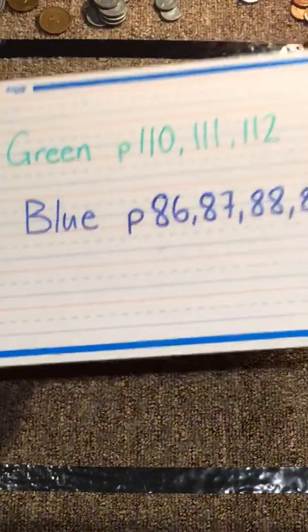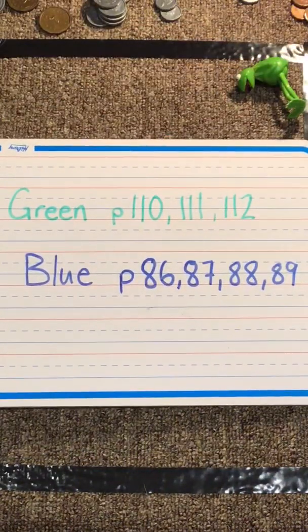Okay, so this lesson's math. If you have a green book, you're going to do page 110, 111, 112. If you have a blue math book, you're going to do page 86, 87, 88, and 89. And you might look in your math book that you've been working in so far and realize, hey, those pages are not in this math book. And that's because you have 2. So these math pages are going to be in the book that does not have the yellow stripe.